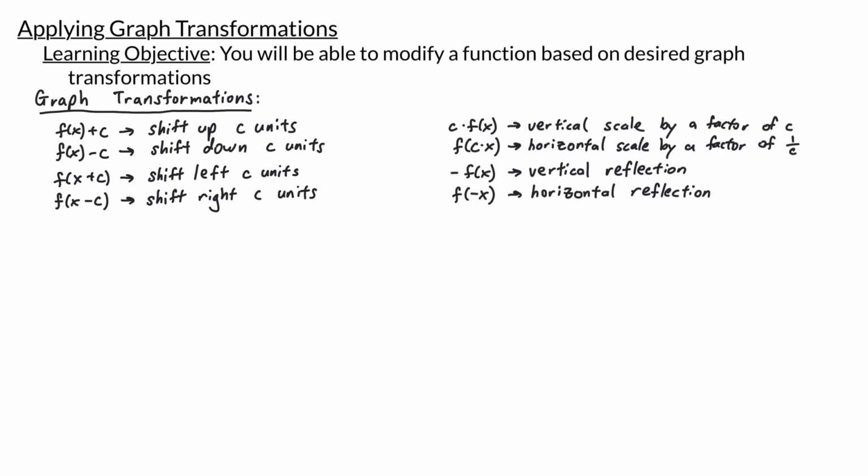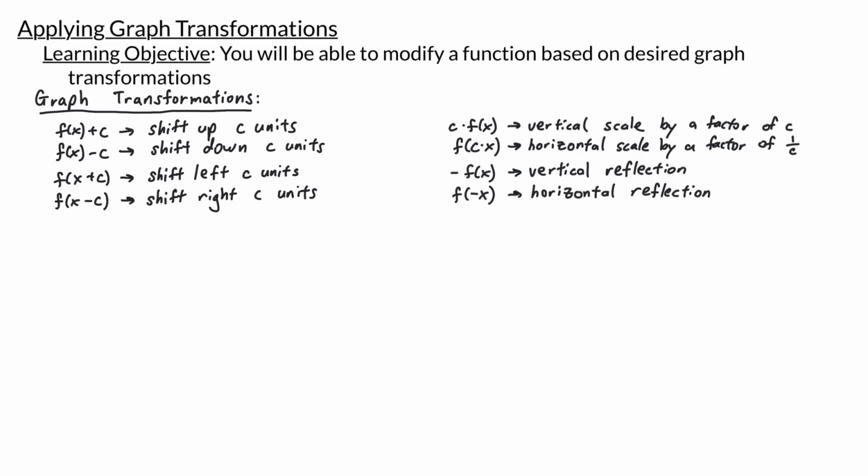When we multiply a function by c, we're doing a vertical scale by a factor of c. But if we take our function and we replace the input x with c times x, we're doing a horizontal scale, this time by a factor of 1 over c. Remember, there's this reciprocal effect. If we look at negative of our function, we're doing a vertical reflection. And lastly, if we replace the input of our function with negative x, we are doing a horizontal reflection.